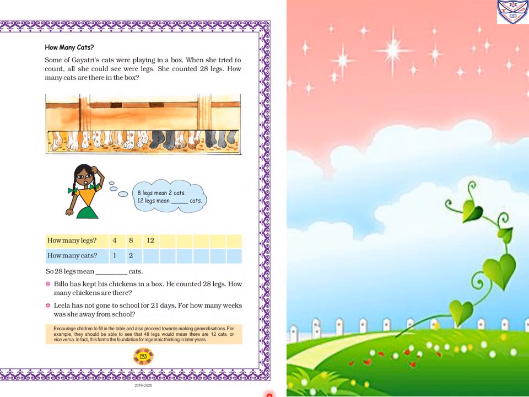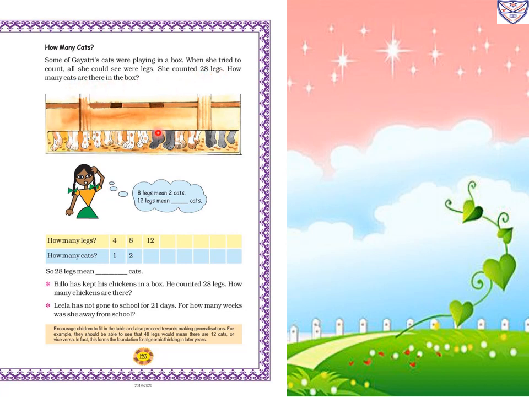Now page number 123. How many cats? Some of Gayatri's cats were playing in a box. When she tried to count, all she could see were legs. Only the legs were visible. She counted 28 legs. How many cats are there in the box?